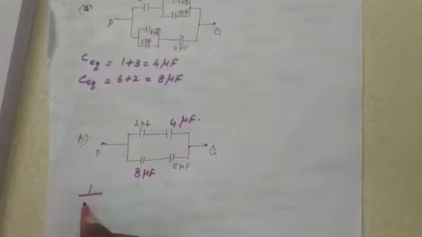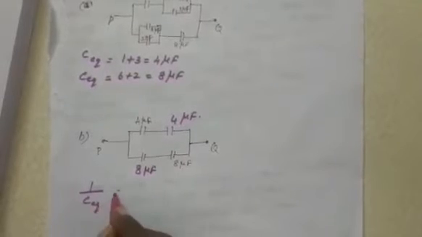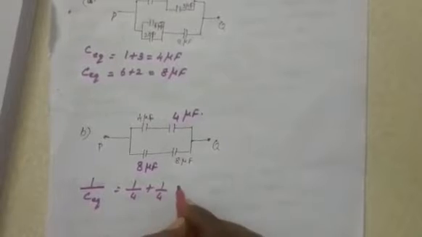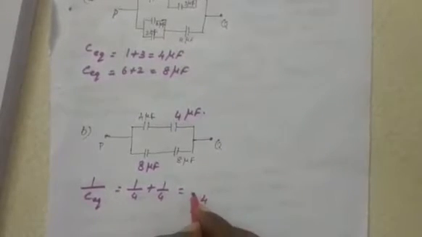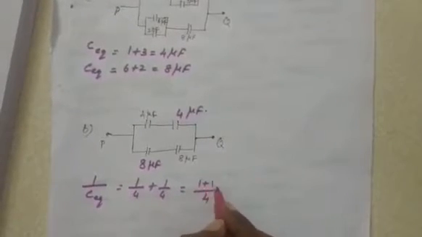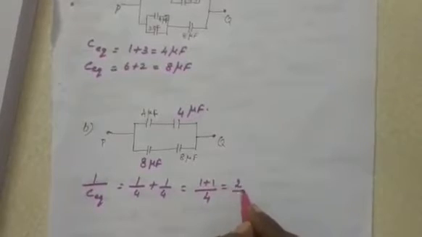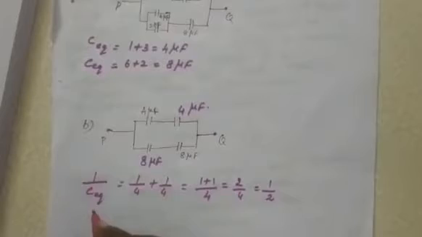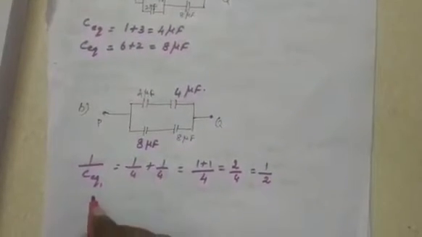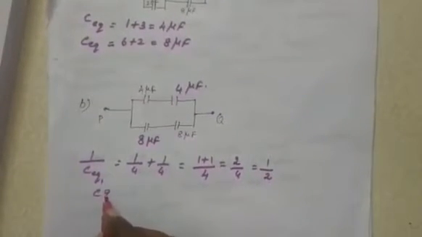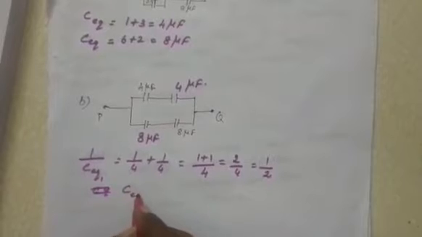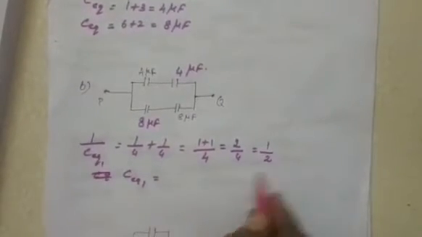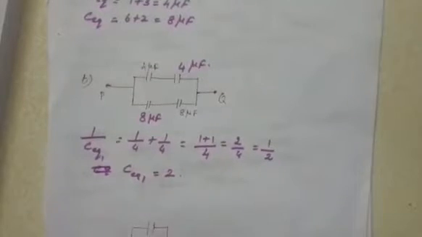1 by C equivalent is equal to 1 by 4 plus 1 by 4. Taking 4 common, 1 plus 1 is 2 by 4, which is equal to 1 by 2. Let me call this C equivalent 1. So C equivalent 1, taking the reciprocal, we get 2.